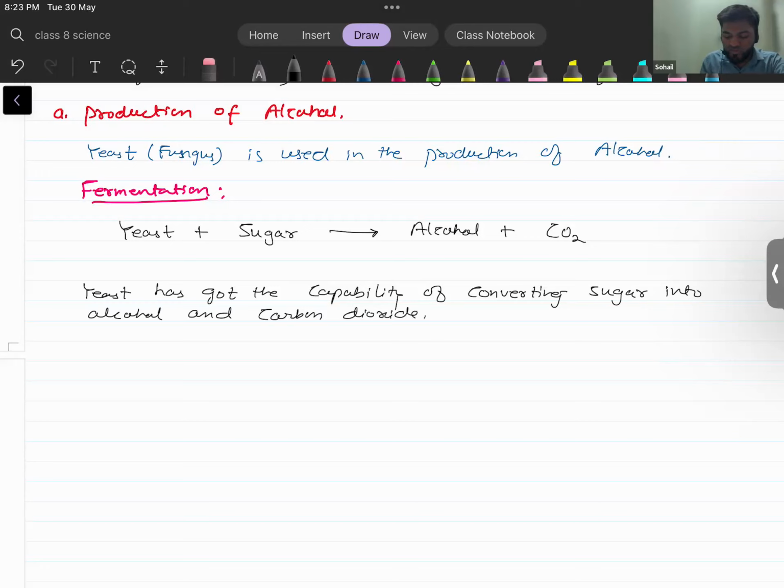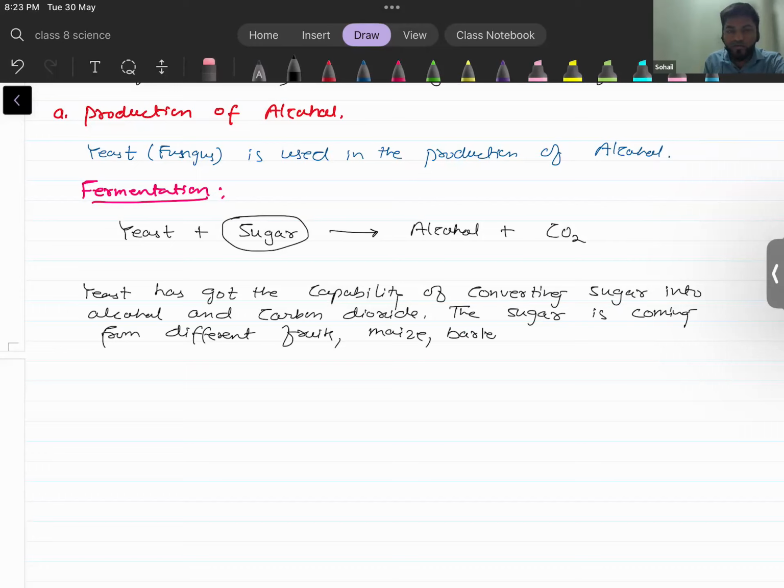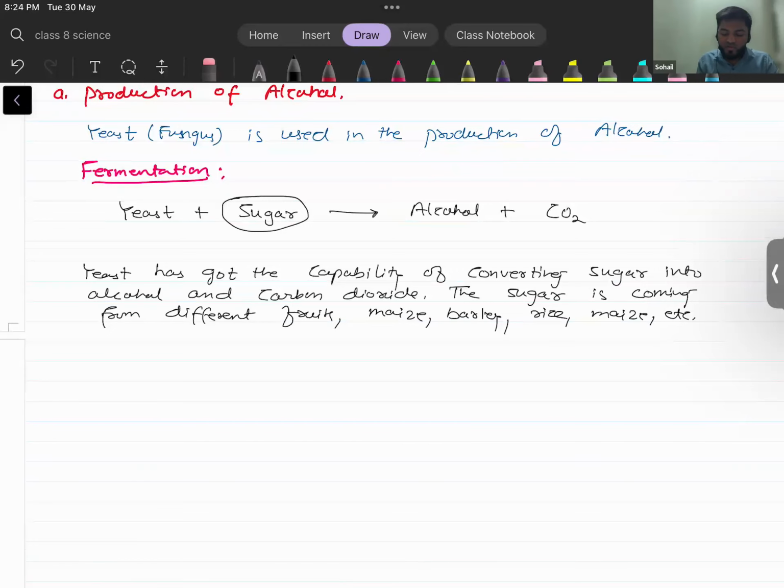So this sugar is coming from fruits, rice, maize, barley, wheat, etc. So sugar is basically coming from where? The sugar required for production of alcohol is coming from different fruits, maize, barley, rice, and other foods, etc.